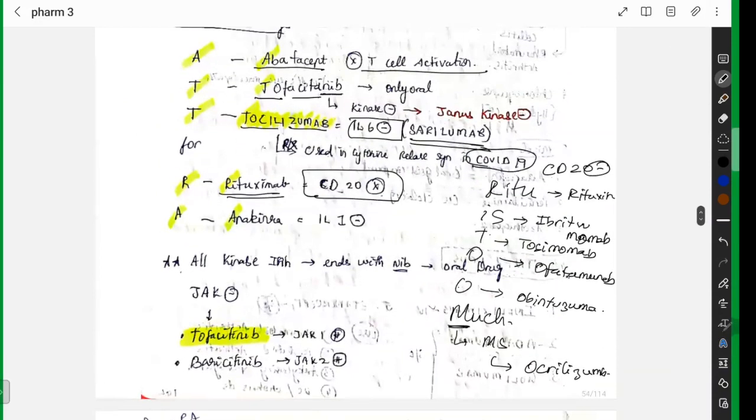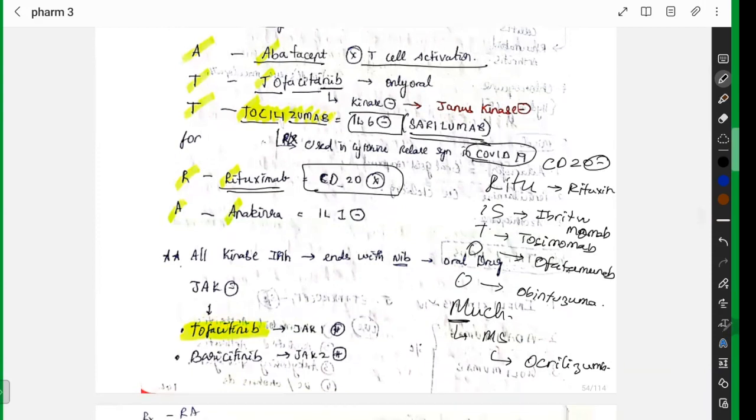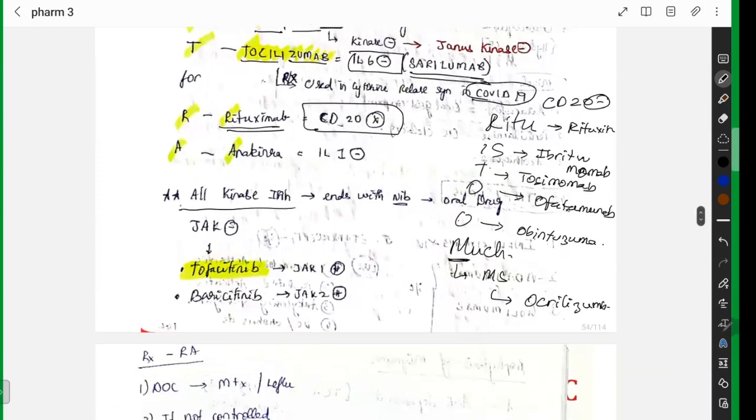Among them, rituximab is used in rheumatoid arthritis, SLE, multiple sclerosis, and thrombotic thrombocytopenic purpura. In that also we will be using it. Is it clear? Hope you are clear with all these points. Now, all kinase inhibitors end with nib. So tofacitinib, baricitinib, all these citinib drugs are going to be tyrosine kinase inhibitors.